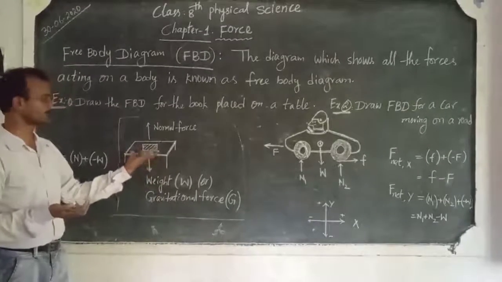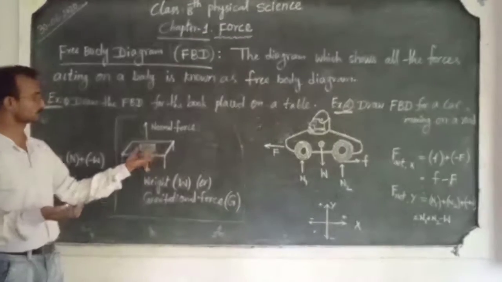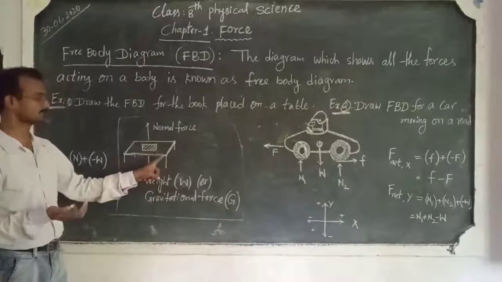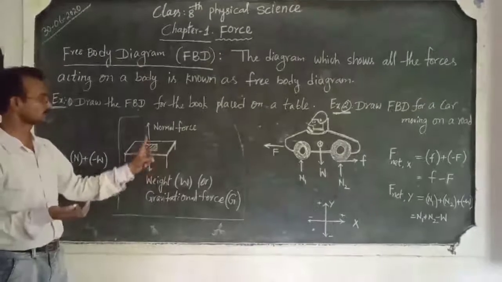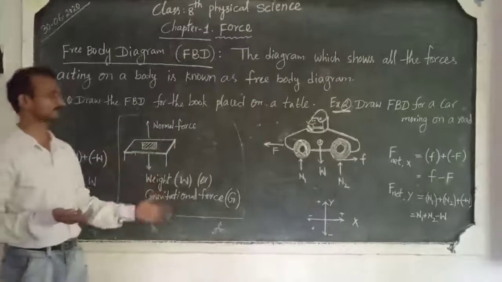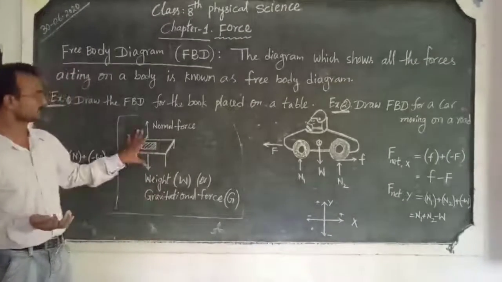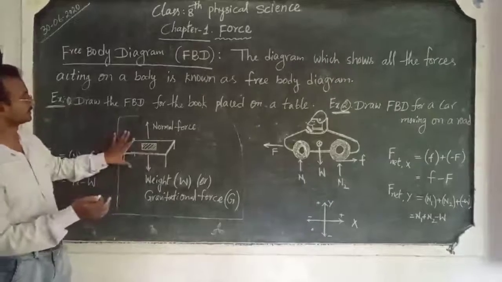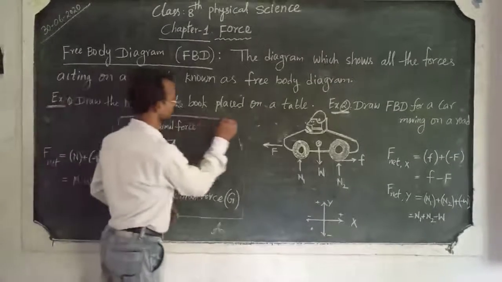If you place the book on the table, it is not falling down. Why? Because the table, the solid substance, applies a perpendicular normal force. That's why the book is not falling down even though the gravitational force is acting downward. So this diagram is called the free body diagram for the given question.